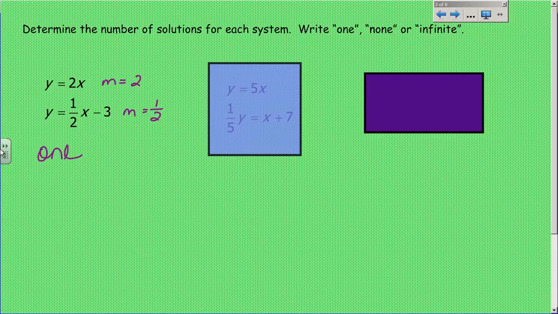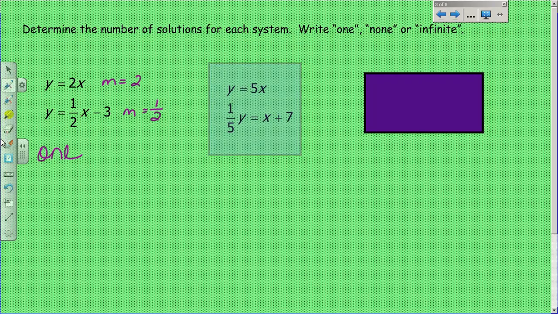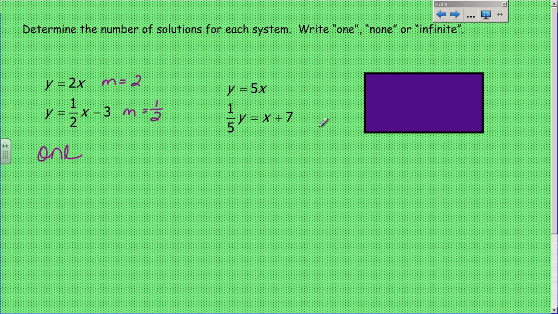So let's do the next one. So I have y equals 5x, and then I have 1/5 y equals x plus 7. Well, this top one is solved for y. Y is by itself. The slope of this line is 5, because that's the number in front of the x. But before I can do this one, I'm going to have to get y by itself.